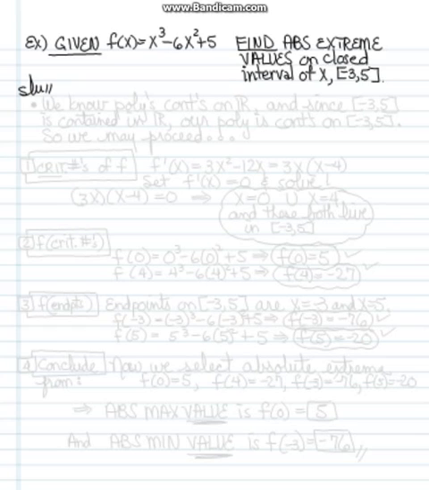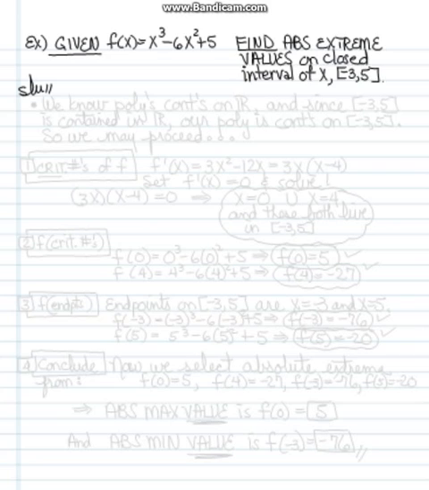Okay, so we had a note that told us how to find the absolute max and min value on a continuous function f that's continuous on a closed interval of x values from a to b. Now this method only works if your function is continuous on that closed interval. And keep that in mind.